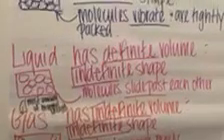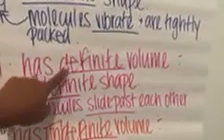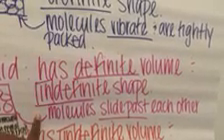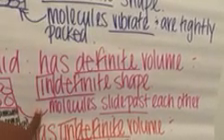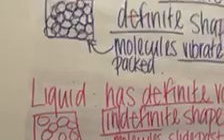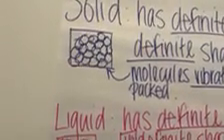The next state of matter we're going to talk about is a liquid. A liquid has definite volume and an indefinite shape. So that means a liquid will take the shape of whatever container it is in. The molecules slide past each other. As you can tell from the particles in a liquid, some of them are still touching each other, but they're more spread out than the particles of a solid because they are sliding past each other.